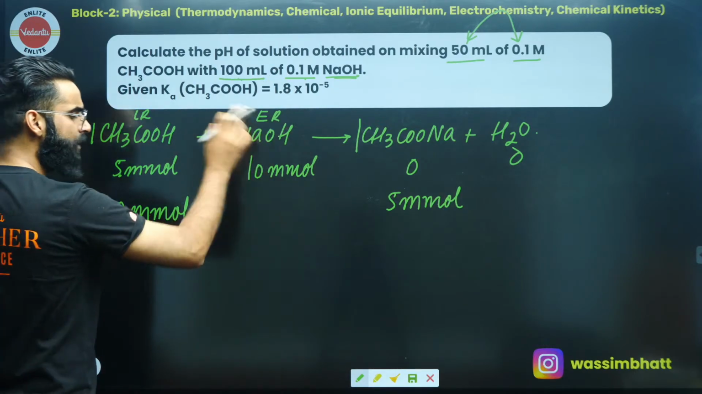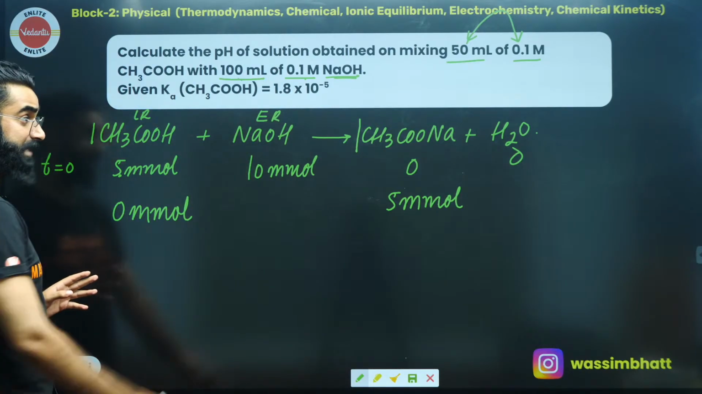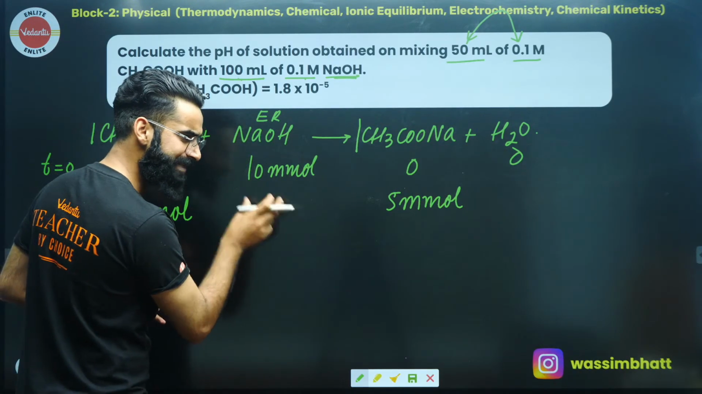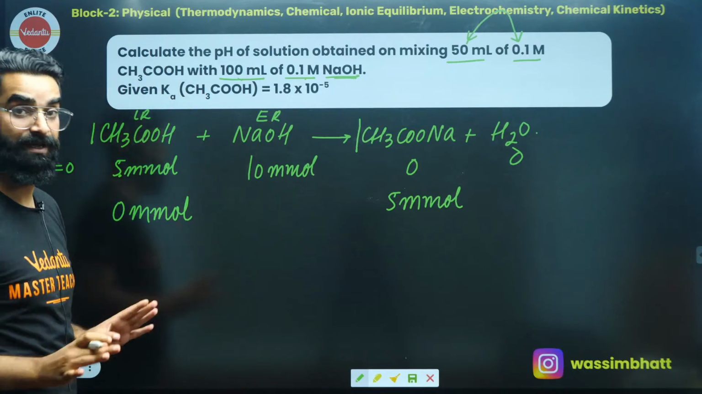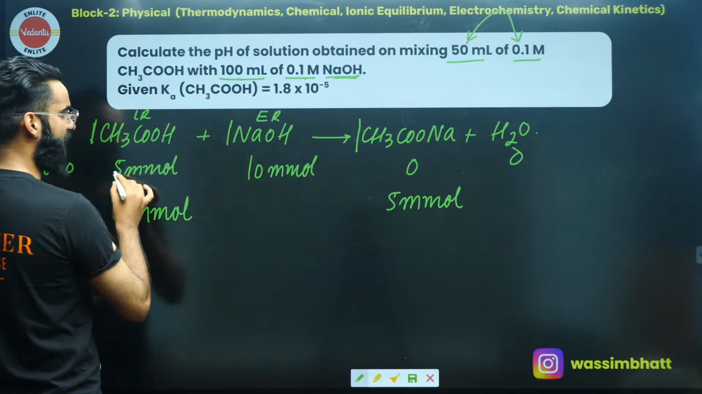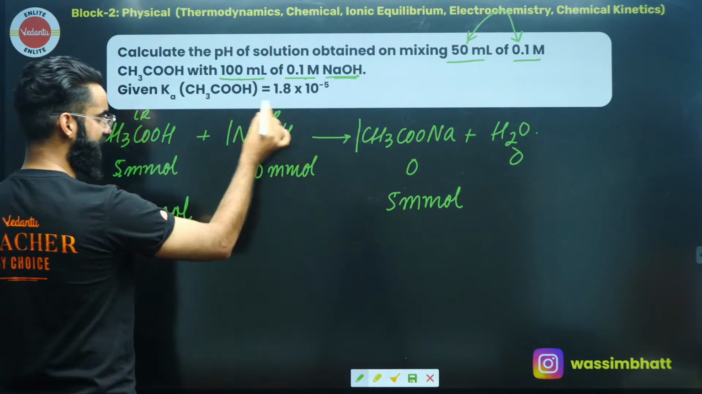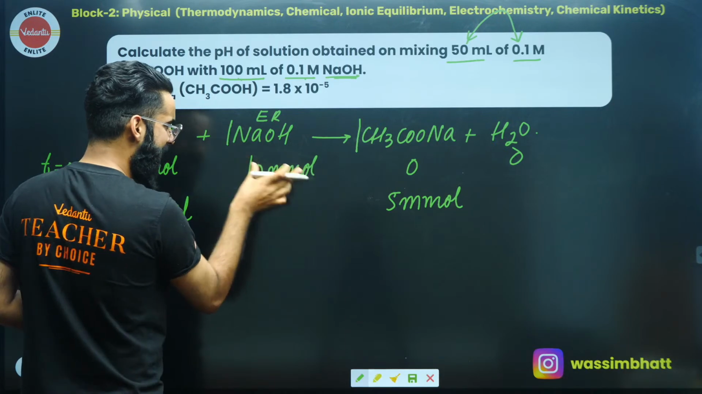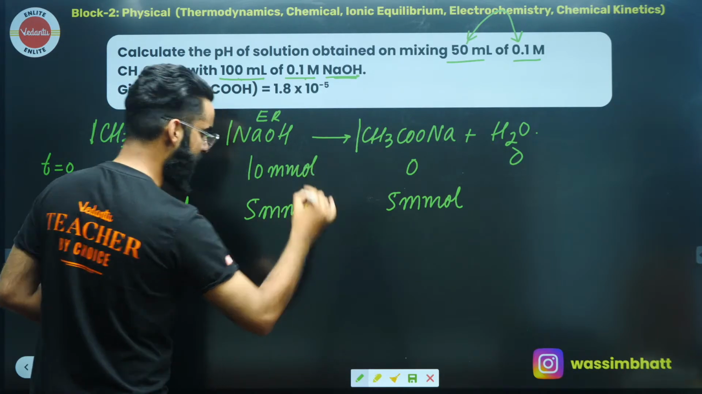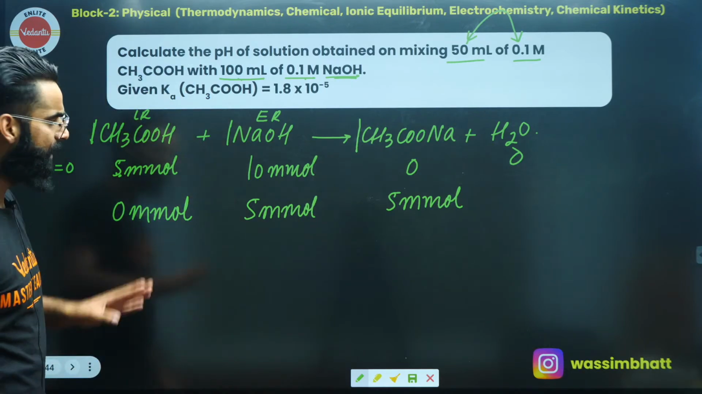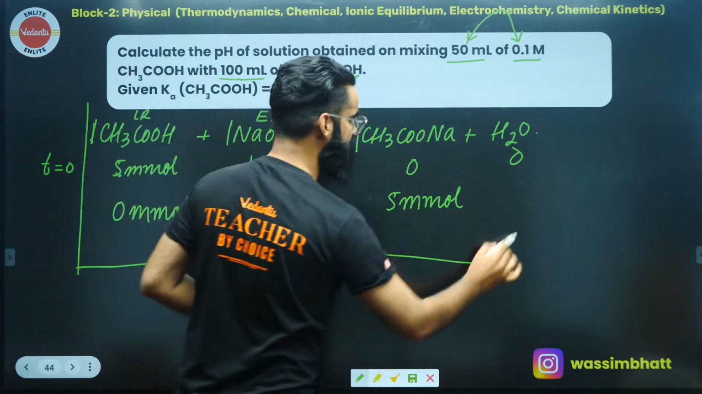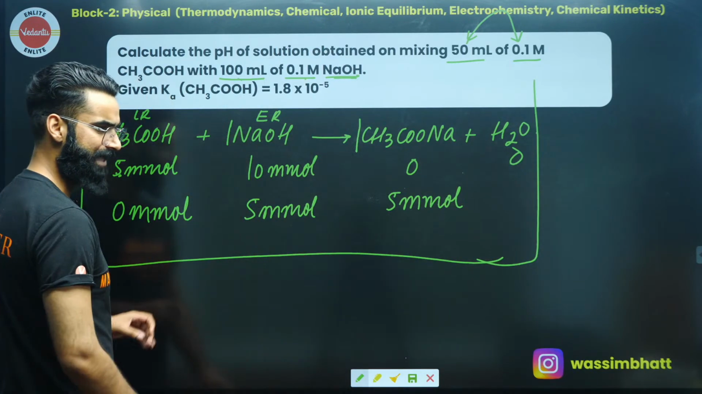Now, since NaOH is the excess reagent, out of 10 millimoles of NaOH, there will definitely be some millimoles of NaOH left in the container. How do we check that? 1 mole reacts with 1 mole. So 5 millimoles of acid will be reacting with 5 millimoles of NaOH. Initially, I had 10 millimoles. Out of 10, 5 have reacted. So I'll be left with 5 millimoles of NaOH at the end of the reaction. Now, my dear people, if I ask you what is left in the container at the end of the reaction?